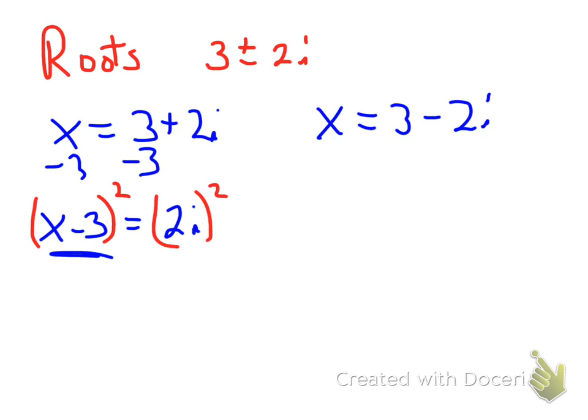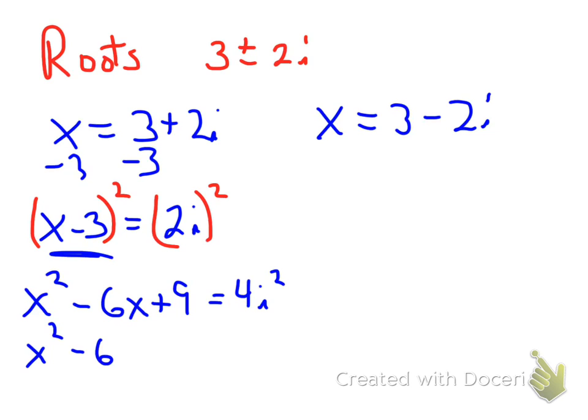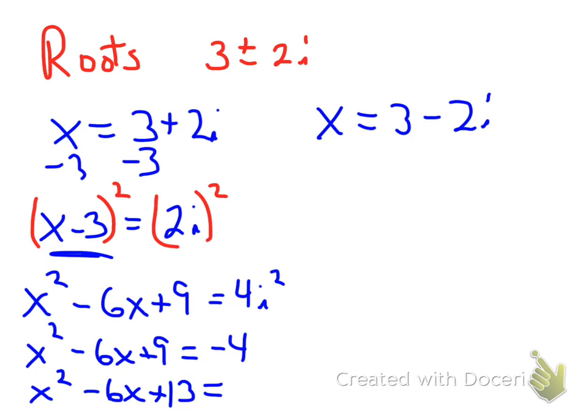Squaring this over here is going to give me x squared minus 6x plus 9. Squaring the right side, I'm going to get 2 squared, which is 4, and i squared is negative 1. So now I have x squared minus 6x plus 9 equals negative 4. Moving the 4 to the other side, I get x squared minus 6x plus 13 equals 0. And now I can just switch that 0 to a y, and there's my equation.